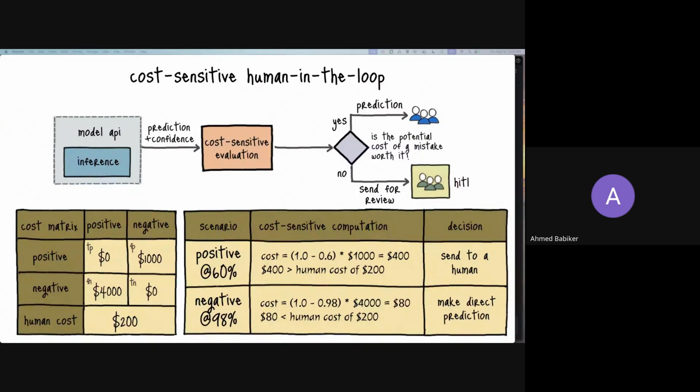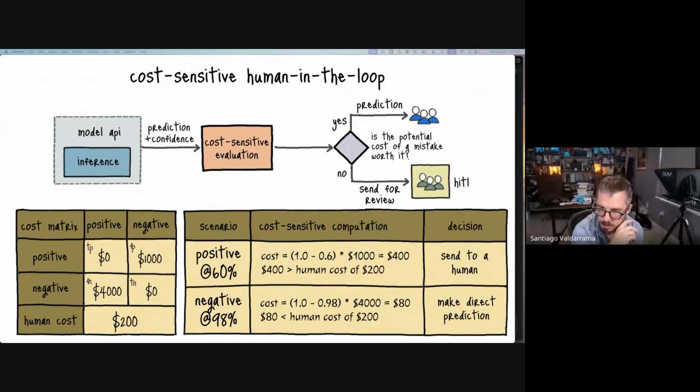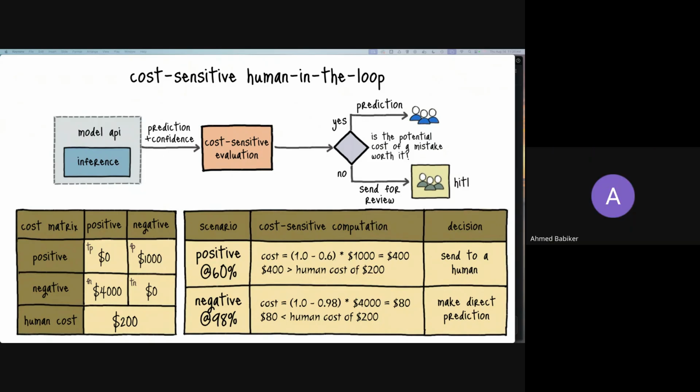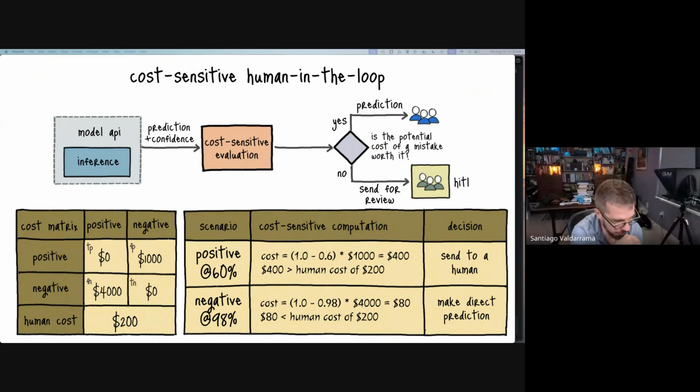Yeah, for example, if we send it to a human and the human decision was wrong, for example, or we send it to... How do you know the human decision was wrong? You mean asking the model to evaluate the human decision?